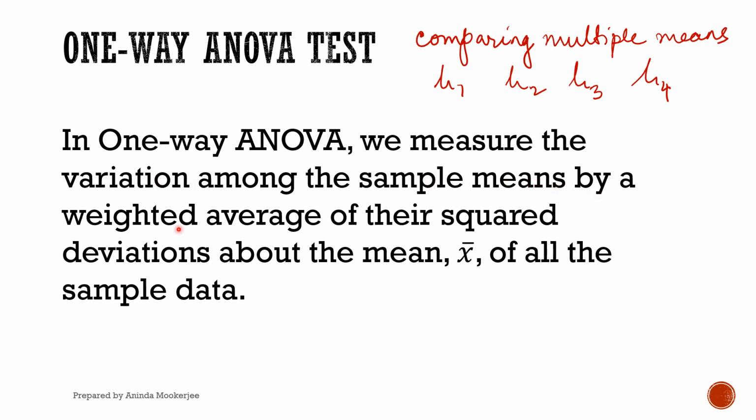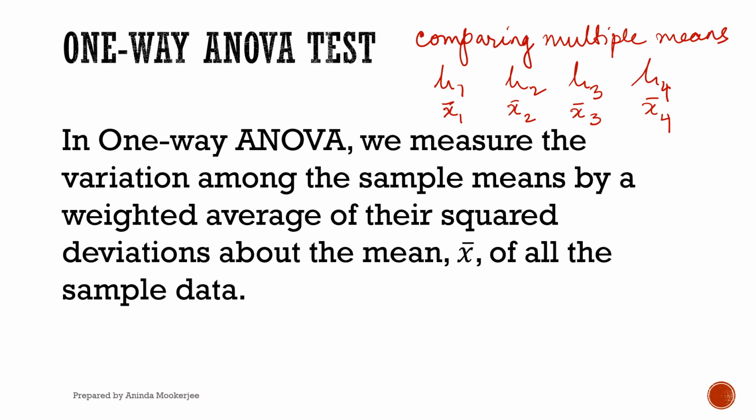By a weighted average of their squared deviations above the overall mean. So what's going to happen is, of course, we always work with sample data. From population 1, we are going to get a sample mean 1. From population 2, we are going to get sample mean 2. From population 3, we are going to get sample mean 3. And from population 4, we are going to get sample mean 4.